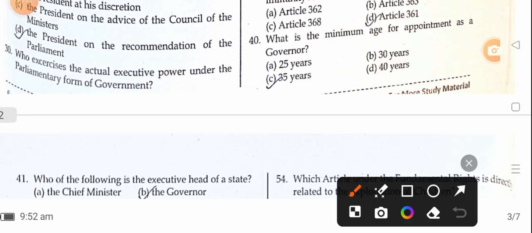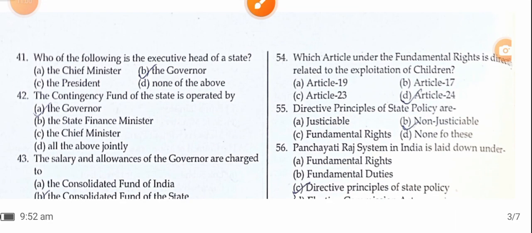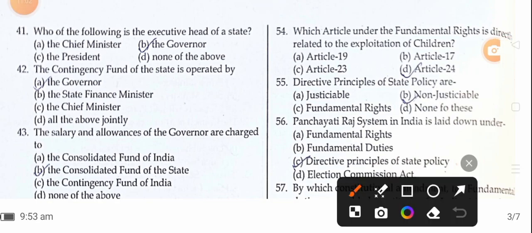What is the minimum age for appointment as a governor? 35 years. Who of the following is the executive head of the state? The governor is the executive head of the state. Which article under the fundamental rights is directly related to the exploitation of children? Article 24. The contingency fund of the state is operated by the governor. Option A is the right one.